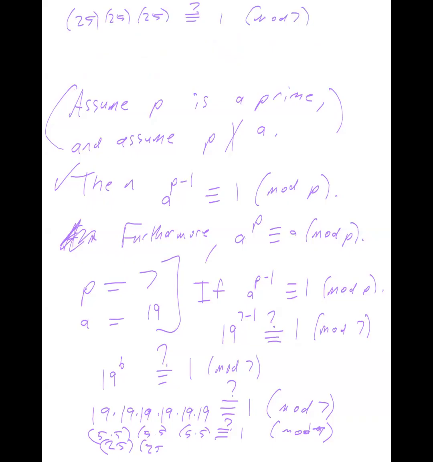Right? So can I replace anything now by anything smaller? Yes, because remember, if you have a times b times c, you can replace any factor by what is congruent to it mod 7. So what is 25 congruent to mod 7? 4, correct. So I can replace that with 4, 4, and 4.